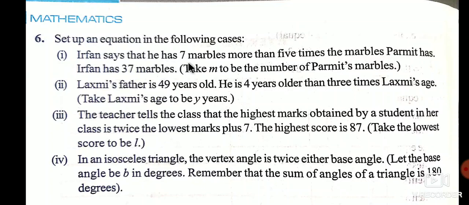Irfan says that he has 7 marbles more than 5 times the marbles Parmit has. That means Parmit's marbles times 5, and 7 more is what Irfan has. Irfan has 37 marbles at present. They gave a hint: take m to be the number of Parmit's marbles.